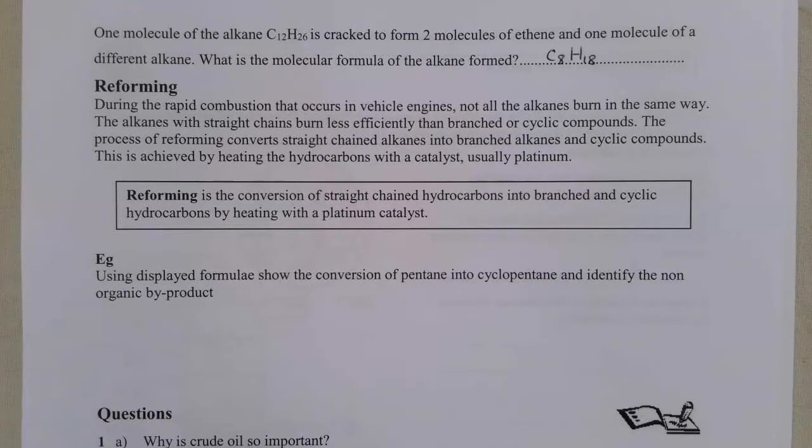The other process you need to be aware of is reforming. Alkanes with straight chains burn less efficiently than those of branched or cyclic compounds. So before we can use our alkanes as fuels, quite often they need to be reformed. By reforming, we're going to convert those straight chains into branched and cyclic hydrocarbons. Again, this is done by heating and a platinum catalyst.